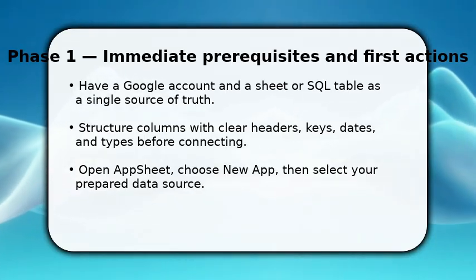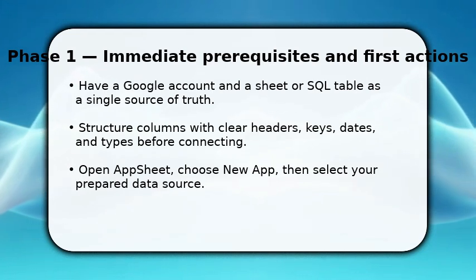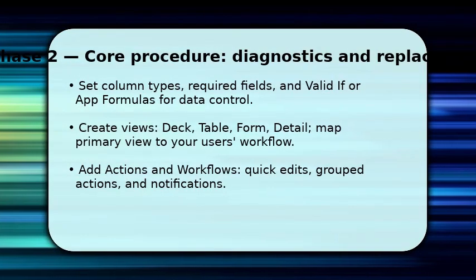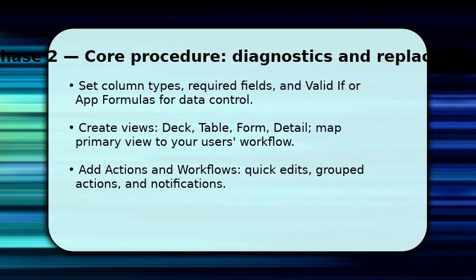Now you refine how the app behaves by configuring columns and views. That's where the power is. Change a column type to a Num, add a Valid_If expression to enforce rules, and use app formulas to compute values automatically. This reduces user errors.